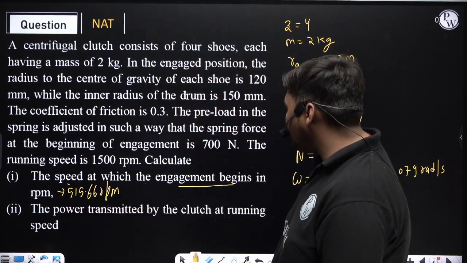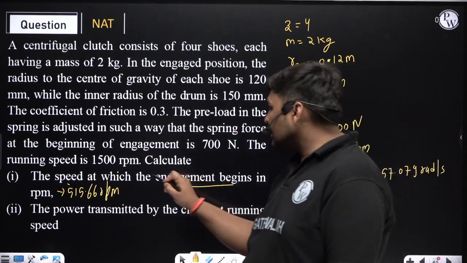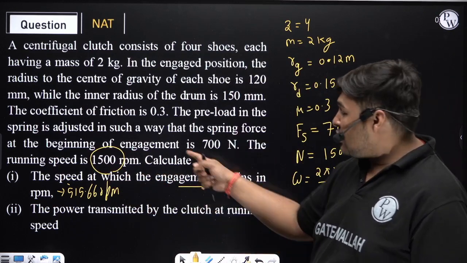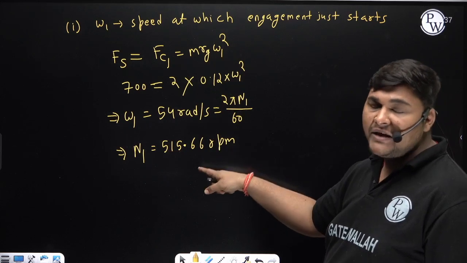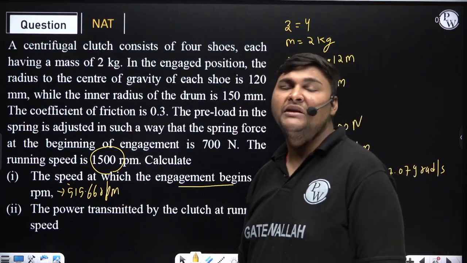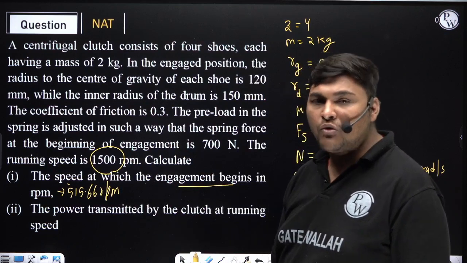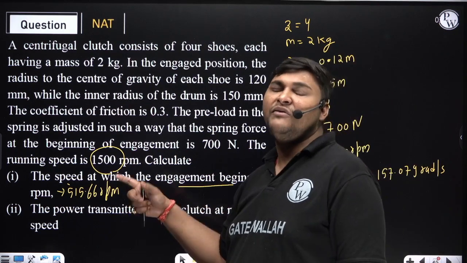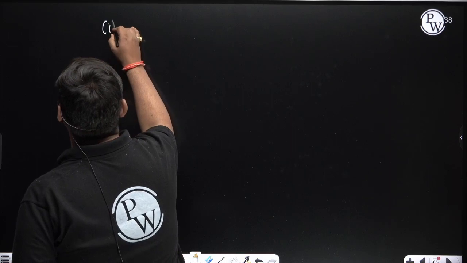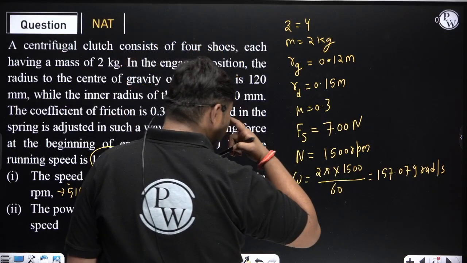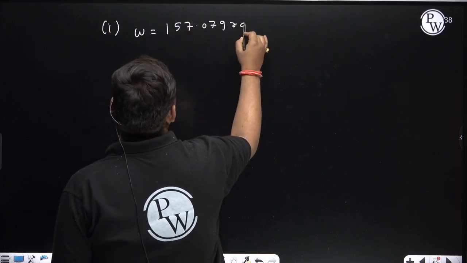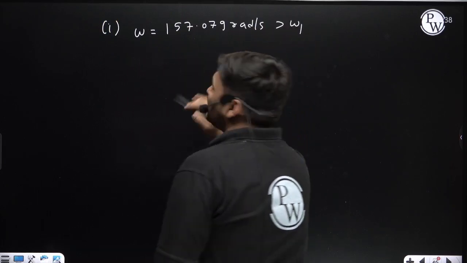Now, the second question is asking for the power transmitted by the clutch at running speed. And the actual running speed is 1500 RPM. You can easily see that at this speed the clutch will be in engaged position. Why? Because this speed is more than N1, the speed at which engagement starts. So at this speed the clutch will be in engaged position and torque will transmit from input to output. We have to calculate that torque, because to calculate power transmitted, first we need to calculate torque. In radian per second, omega, which we have already converted, is 157.079. This speed is more than omega 1, so at this position torque will transmit.